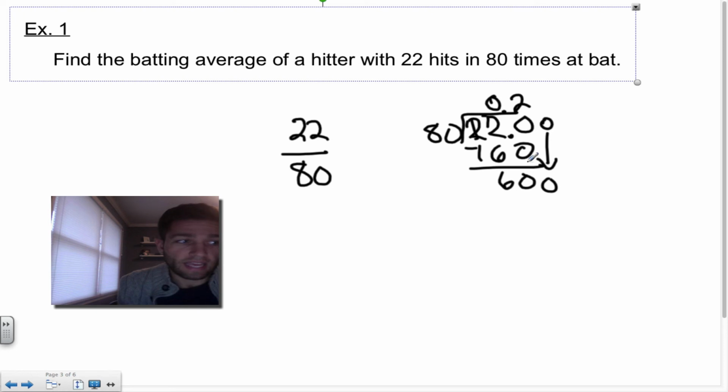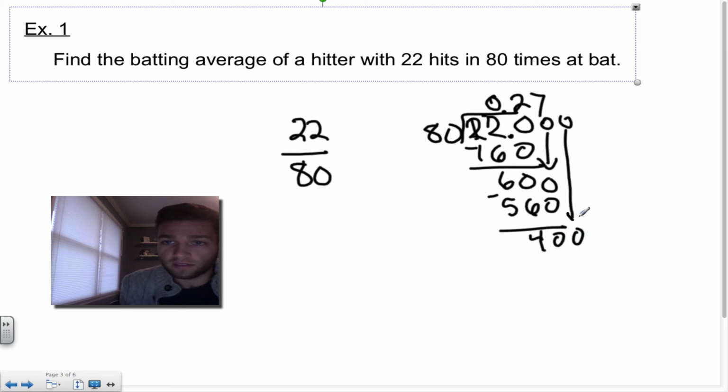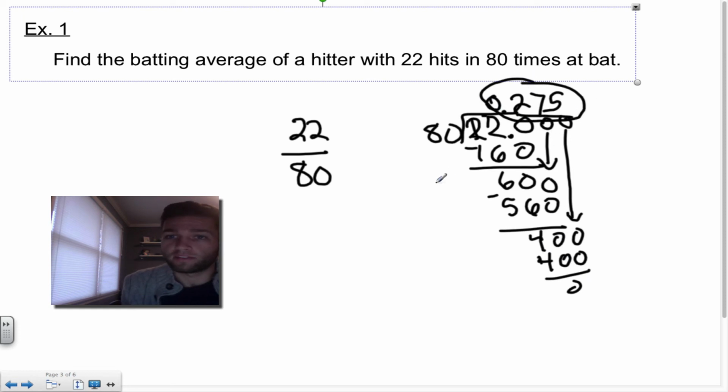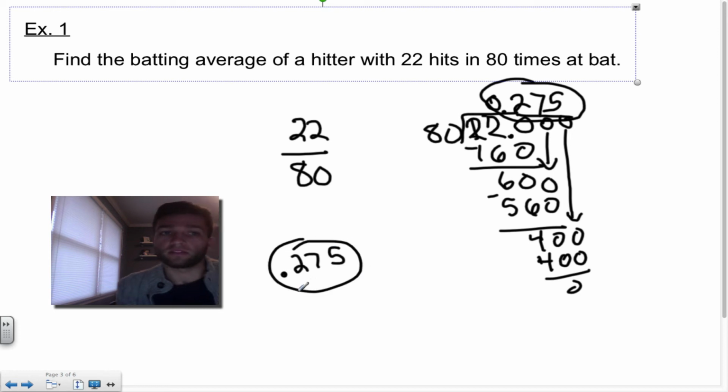How many times can 80 go into 60? 7 times. And when you subtract, you'll get 40, bring a 0 down, and 80 can go into 400 5 times evenly, which means there's going to be no remainder, which means at this point, that would be my final answer, and the batting average would be .275. And the goal is to show that you can write a fraction as a decimal using long division.